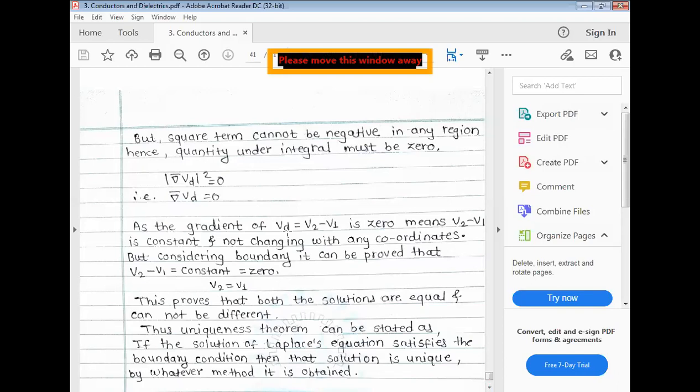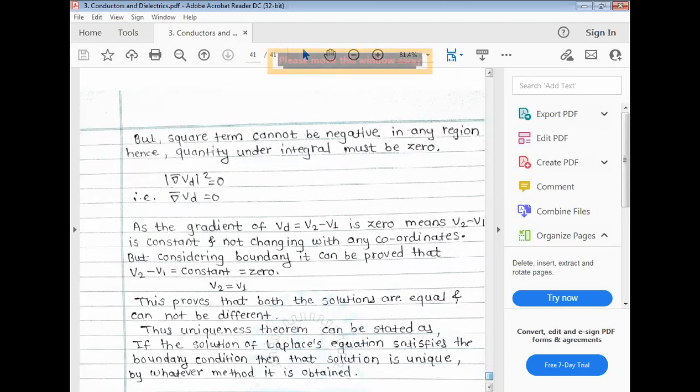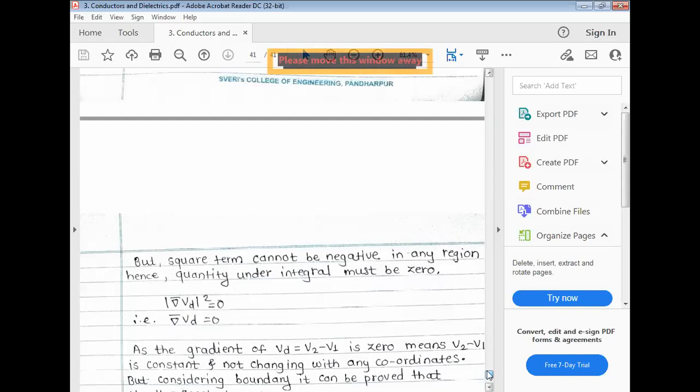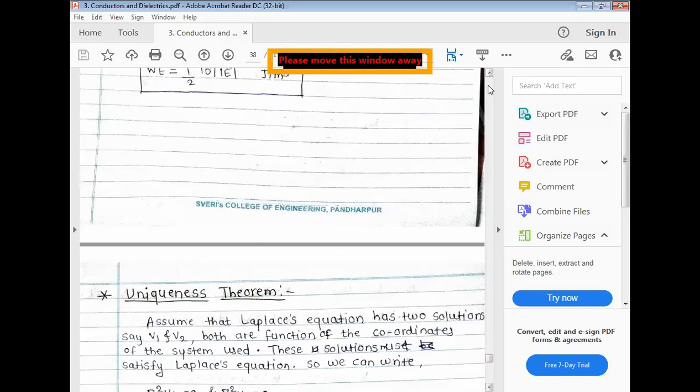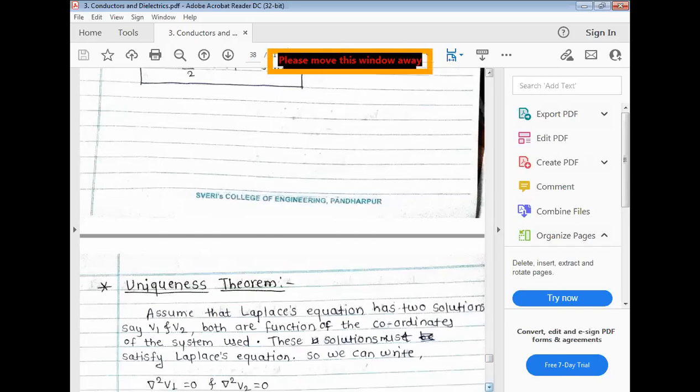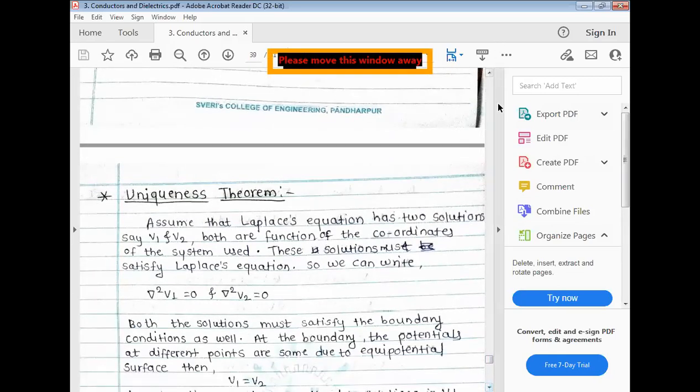But considering the boundary, it can be proved that V2 is equal to V1 is equal to constant. We are taking that at the boundary both are the same, meaning V1 is equal to V2, and this proves that both the solutions are equal and cannot be different. So by considering this also, we can say that V1 is equal to V2, or del square V is equal to 0. So this is your uniqueness theorem.